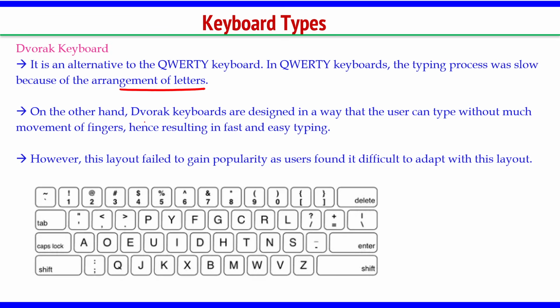On the other hand, these Dvorak keyboards are designed in a way that the user can type without much movement of fingers, hence resulting in fast and easy typing. See, if I want hello, H, E, L, and O. So they have just tried some other mechanism of placing the keys. However, this has failed because it was very difficult to adapt compared to QWERTY. QWERTY was easy to use, so this could not be used a lot. They could not do work with this.